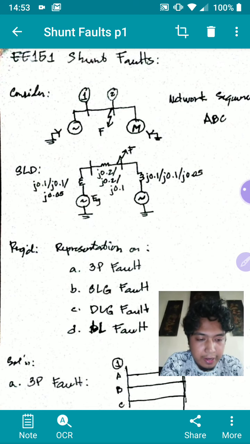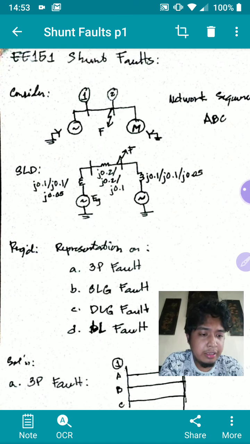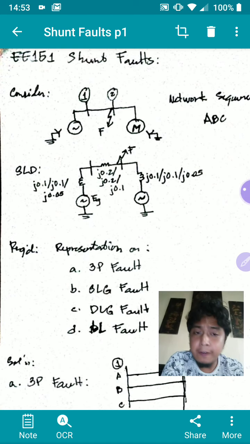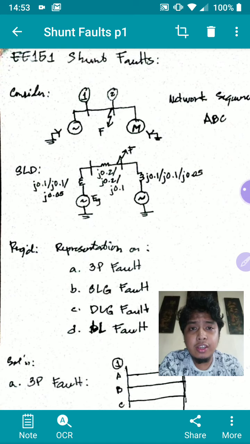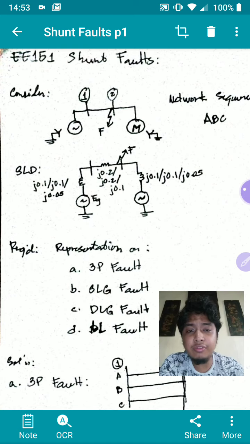So for now, we'll discuss shunt faults, and then later on I'll try to do series faults. The idea is that for shunt faults we are analyzing short circuit faults. For series faults, we'll be analyzing open circuit faults. For shunt faults, we actually have four different shunt faults. I'll discuss that to you later.